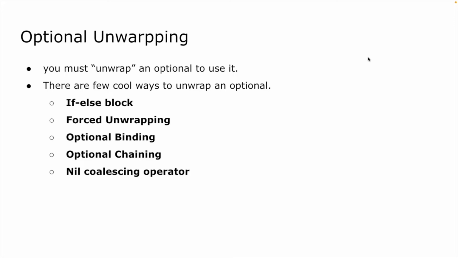Now if we want to use the optional, then we must unwrap the optional to use it. There are a few ways available to use or unwrap a particular optional. First, we can have the if else block. What the if else block does is, we can check with the condition if name has some value, then we are going to use name, else we are going to show a toast for the error.